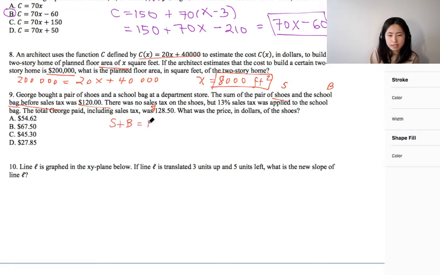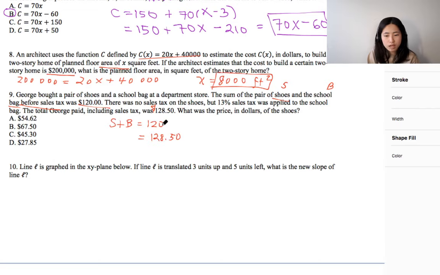So S plus B is 120. So we can just drop the 00 right here for the cents. And then they're saying that for the next one, well, there was no sales tax on the shoes, but for the bag, it's 13% of whatever the cost is for the bag, right? And then they're saying that the total George paid, including sales tax, is going to be 128.50, right?